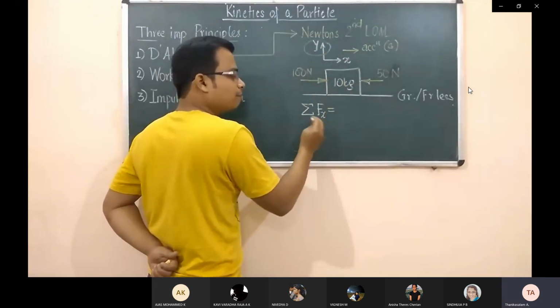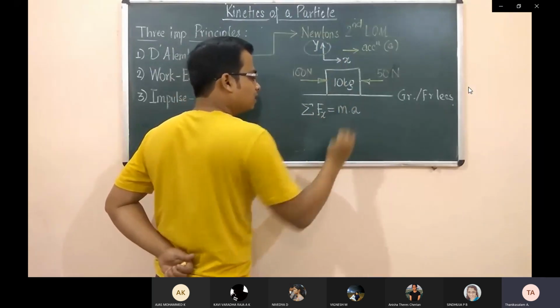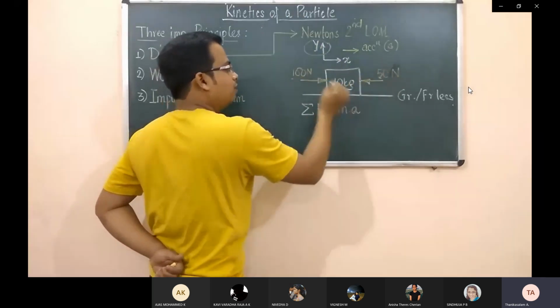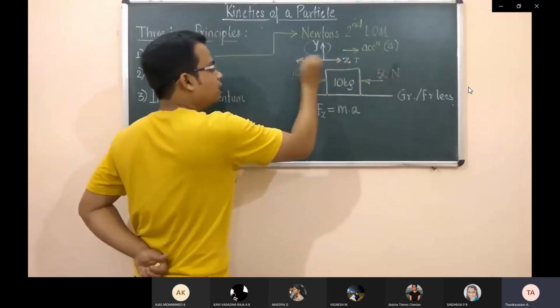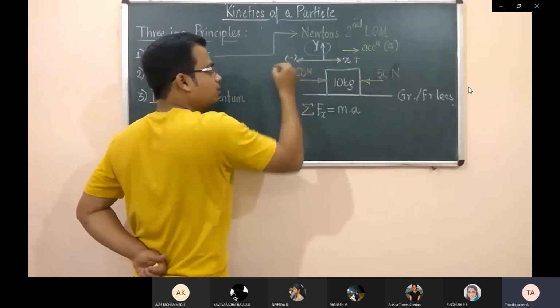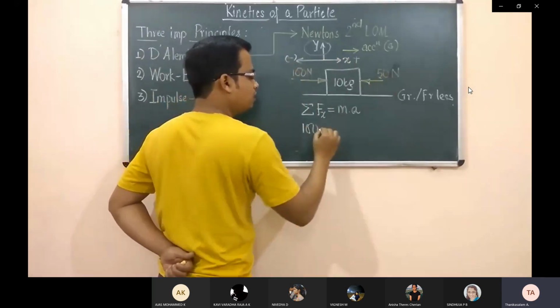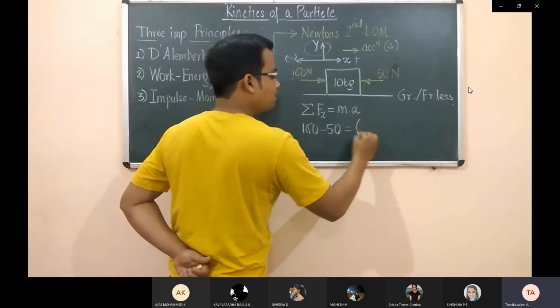Summation of all the forces in x direction is equivalent to the product of mass and acceleration. So what are the forces acting? 100 and 50. 100 is towards the right, taken as positive, and if there is a force acting over here, it has to be taken as negative. So we have this 100 positive, we have this 50 negative, and all of this is going to be equal to the product of mass.